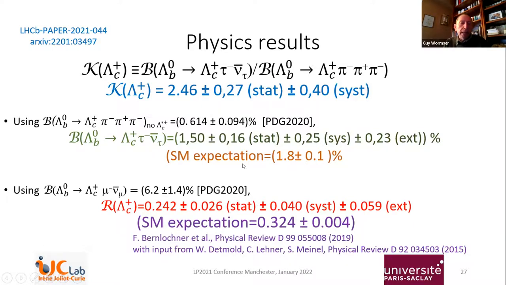And if now we use in addition the branching fraction of lambda b to lambda c mu nu, we can compute R lambda c, which is equal to 0.24 with those errors, dominated, in fact, by the error coming from this branching fraction. And the standard model prediction is again in good agreement, and we are one sigma below this value.